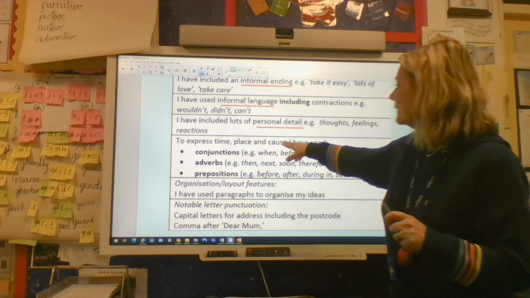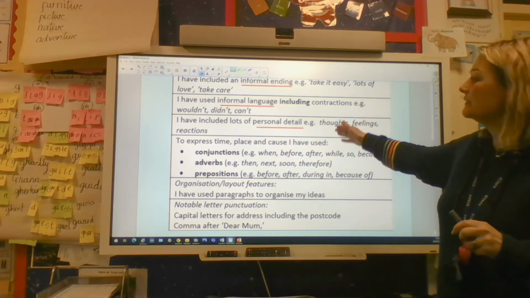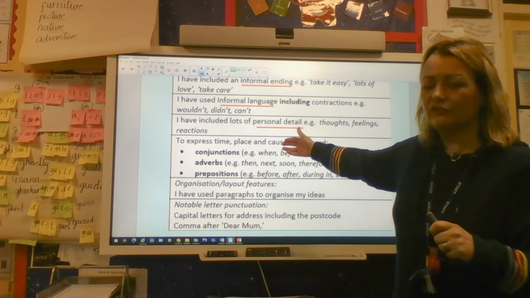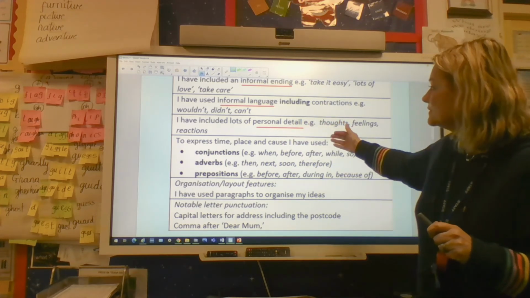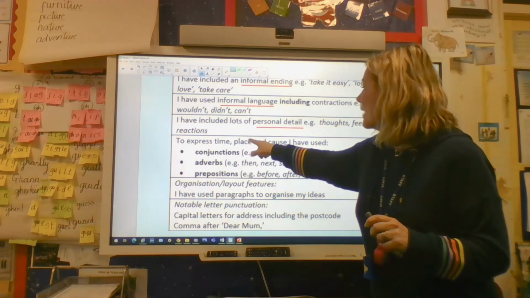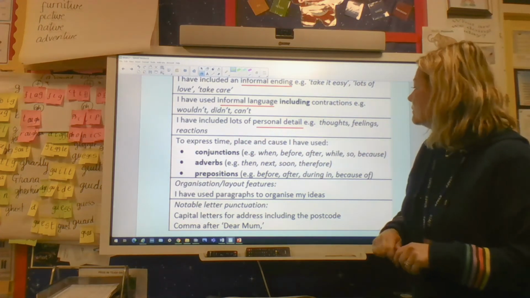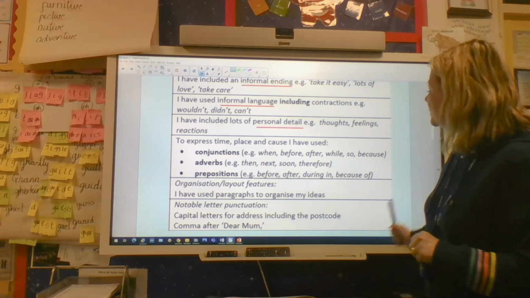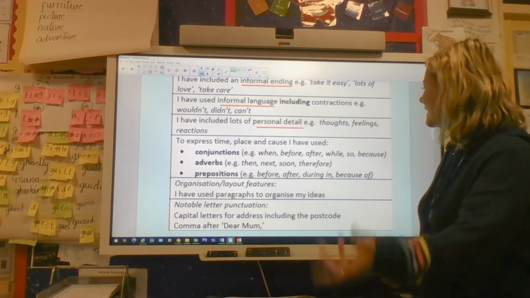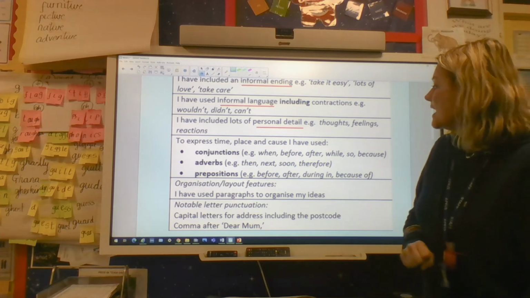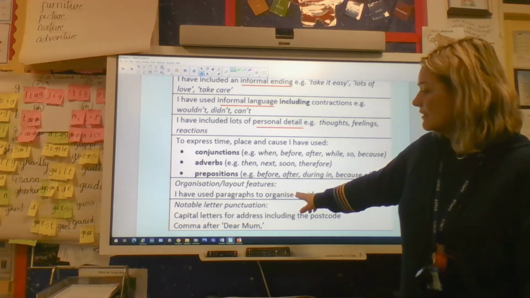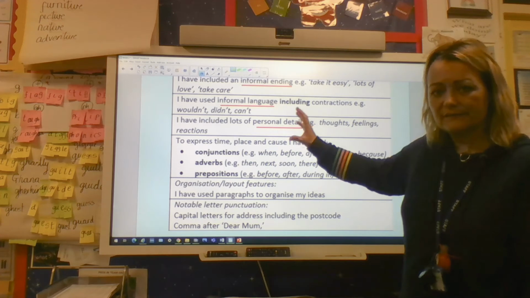To express time, place and cause. So this is some of the prepositions we were talking about. So when something has happened, when, where and why. So have a look for these sorts of words because of this, or during that, or soon afterwards. Take a look for any of those. And then, can you see paragraphs in it? Has it been organised and set out?